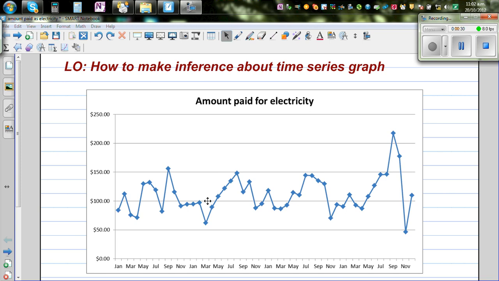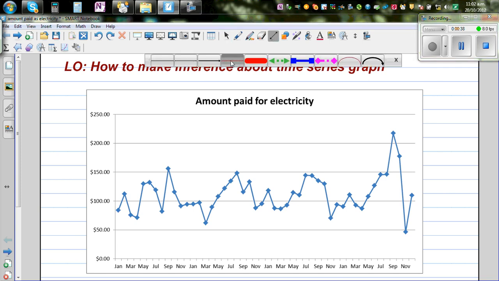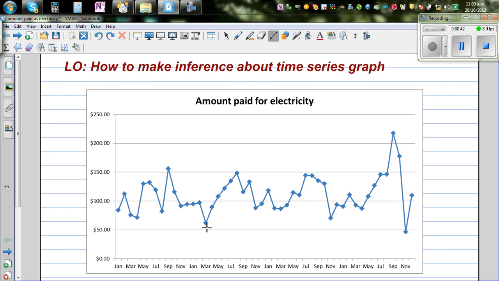Before we try to make some inferences, let's divide this into four separate years so that we can talk about what this graph is telling us. Jan stands for January, then March, so it's alternate months. So let me draw a dotted line here. So this is the first year, okay?